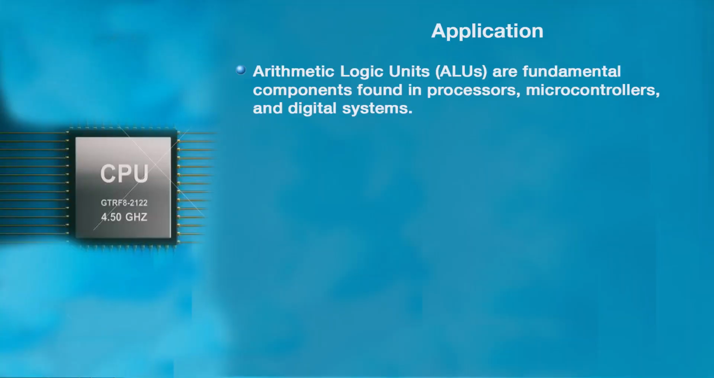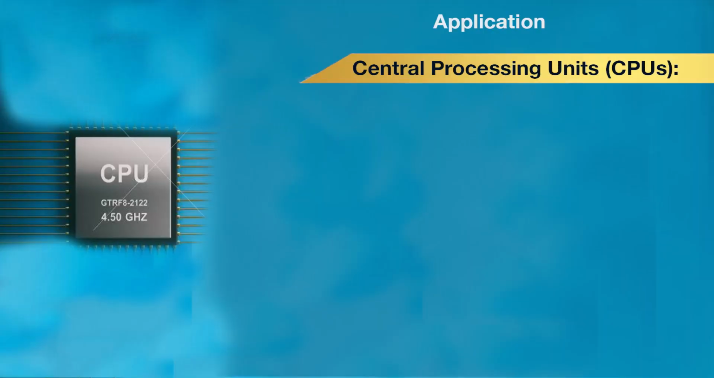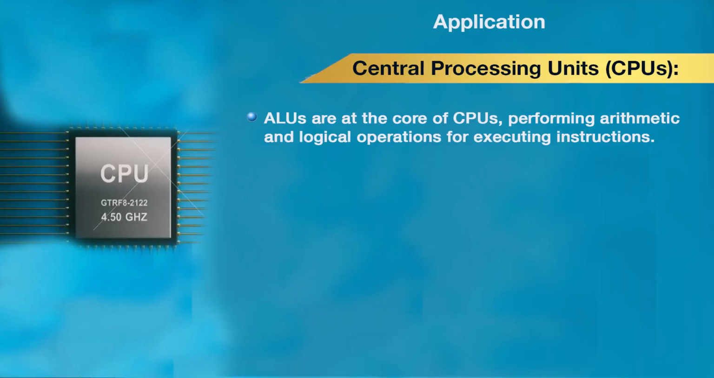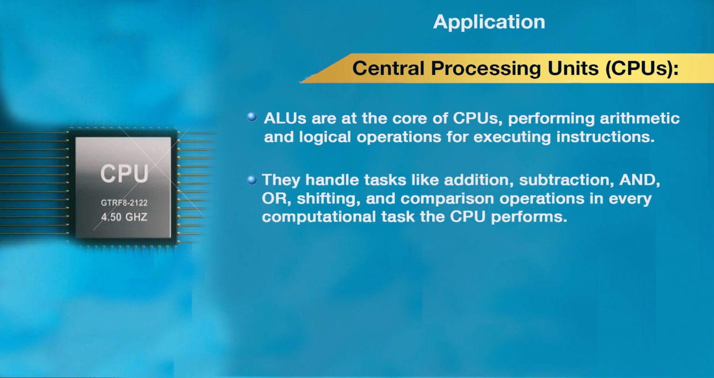Now we discuss the applications of ALU. Arithmetic logic units are fundamental components found in processors, microcontrollers, and digital systems. They serve numerous applications across various fields. Central processing unit: ALUs are the core of the CPU, performing arithmetic and logical operations and executing instructions. They handle tasks like addition, subtraction, AND, OR, shift and comparison operations in every computational task the CPU performs.